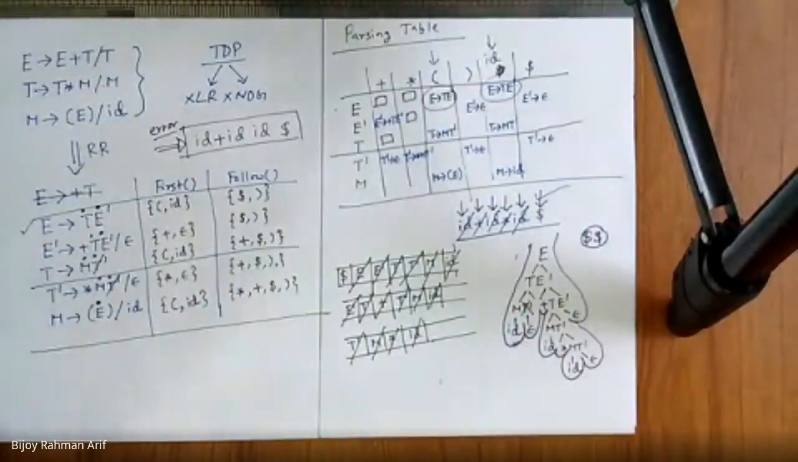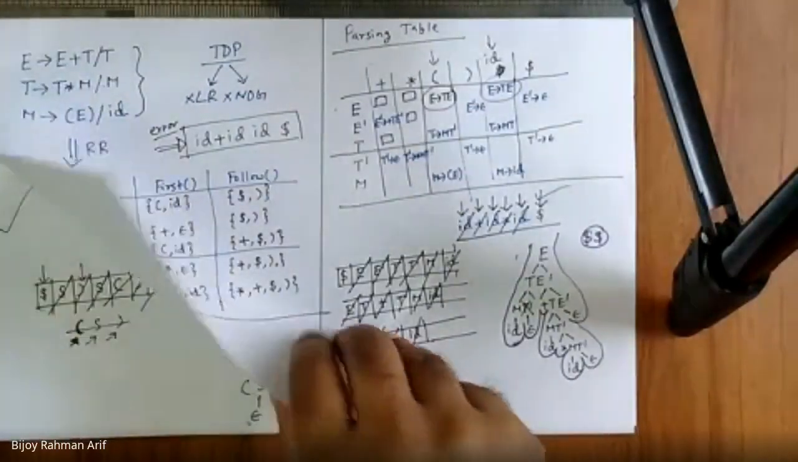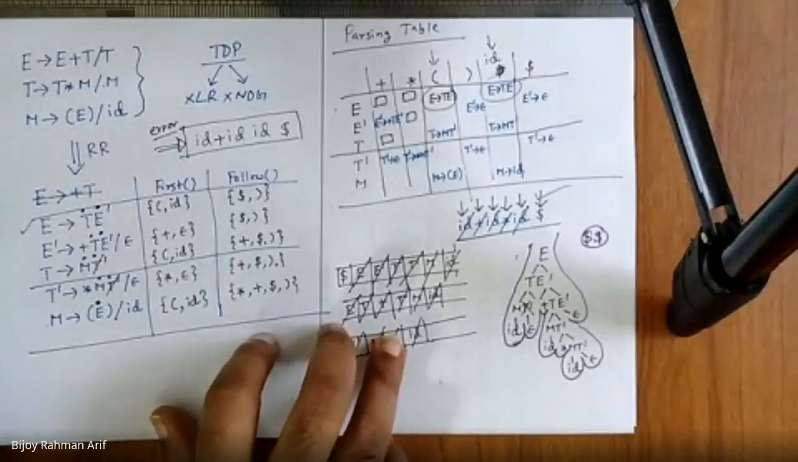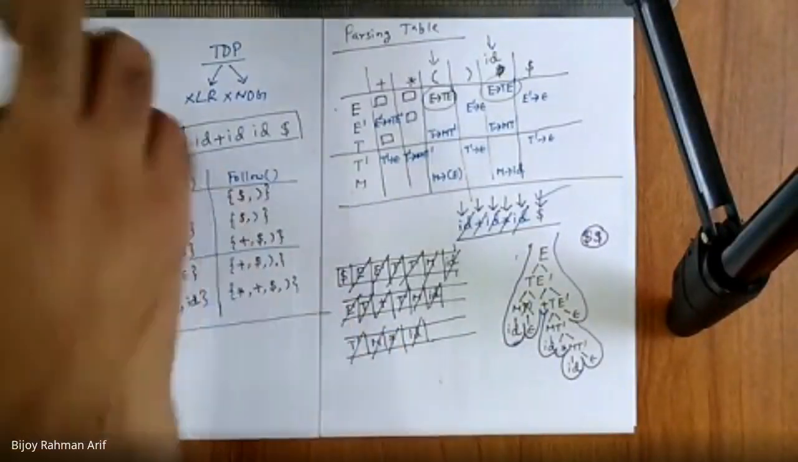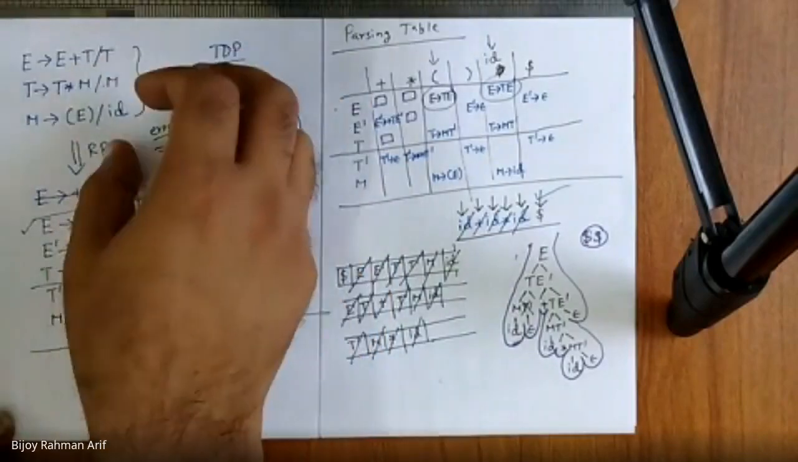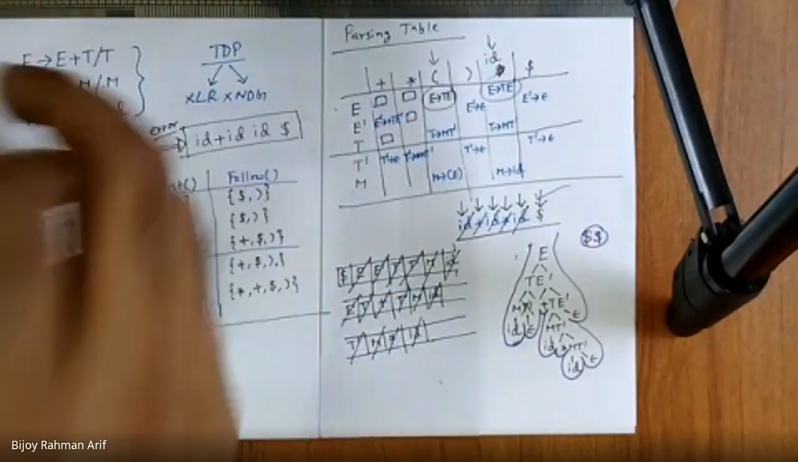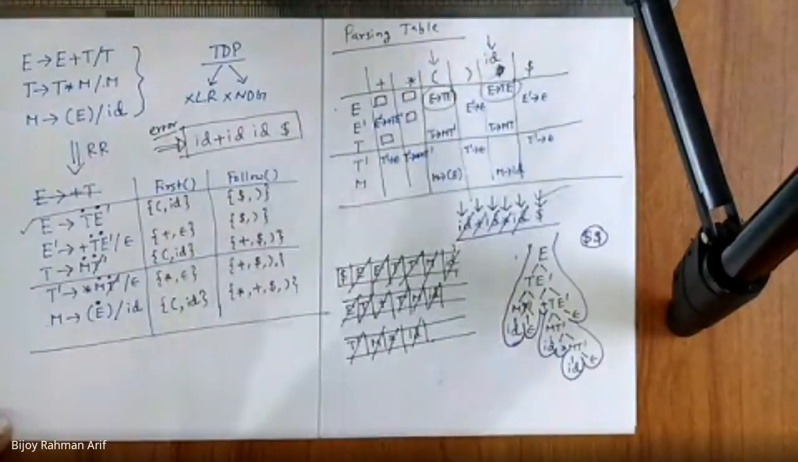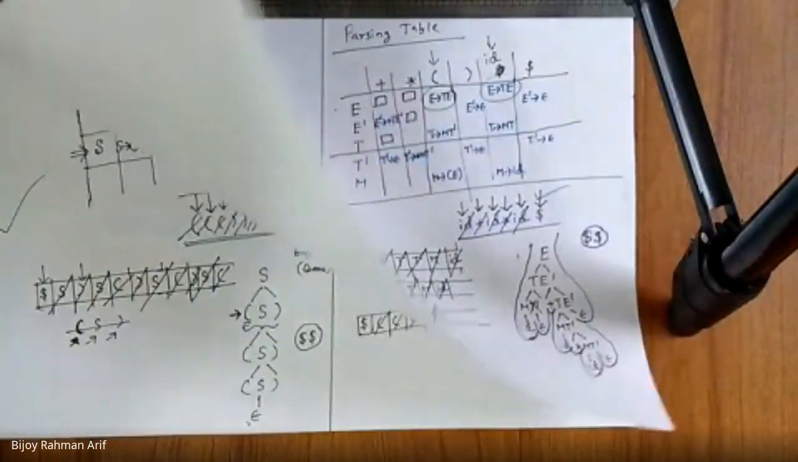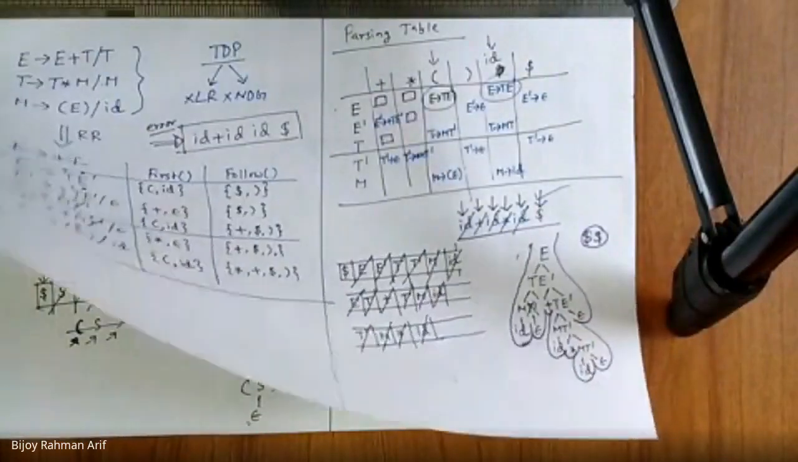Okay. Now there is another catch here, today's last catch. A grammar might be unambiguous, a grammar might be right recursive, and a grammar might be deterministic. Still, we cannot actually create any parse table. Why? Can you answer?